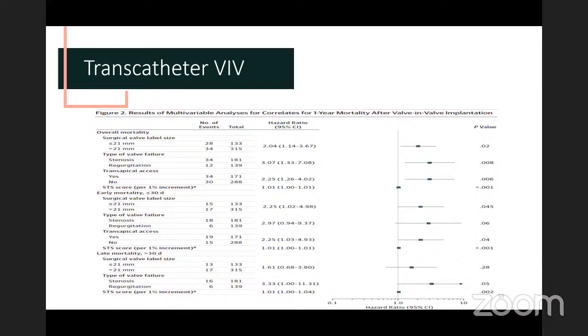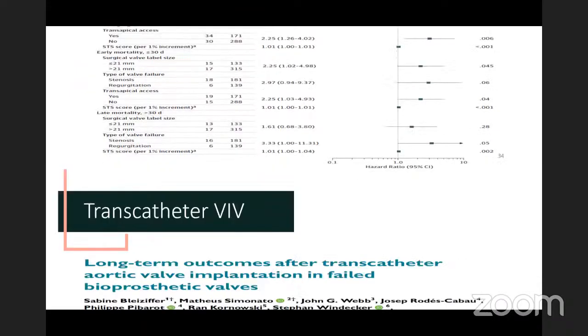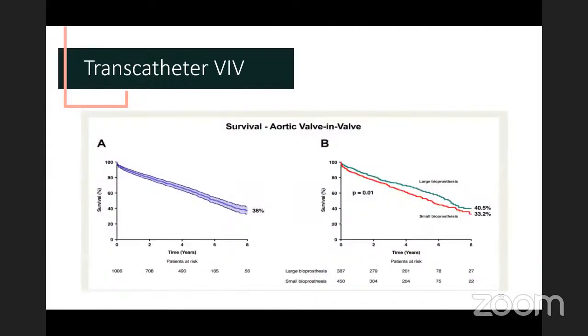Also, the type of valve failure matters. If the valve failure was in terms of valve stenosis, those patients had a worse outcome than those with valve regurgitation. The higher the STS score risk, the more risk of failure and mortality. The long-term outcome for transcatheter valve-in-valve also showed the same result: the size of the failed bioprosthetic valve is important. The smaller the size, the worse the outcome for the patient needing a re-implantation of the aortic valve, even with follow-up up to 8 years.